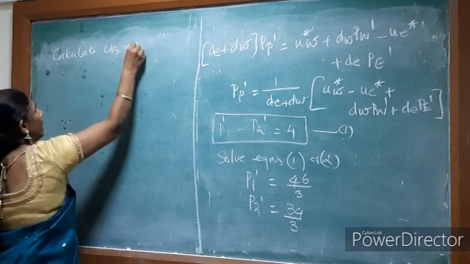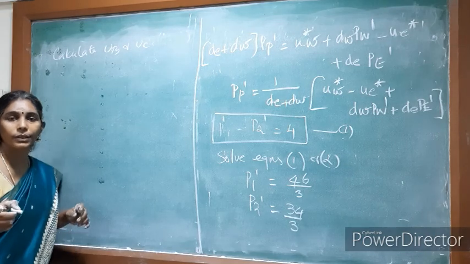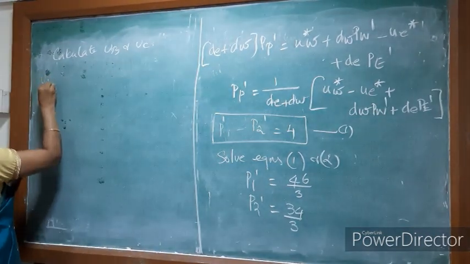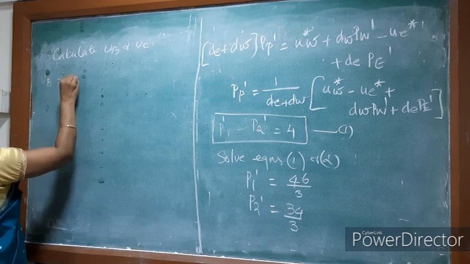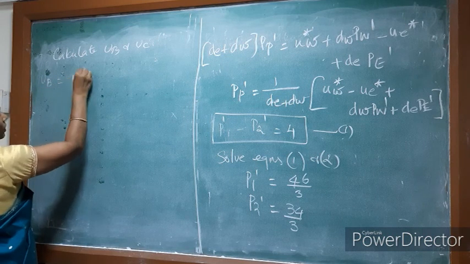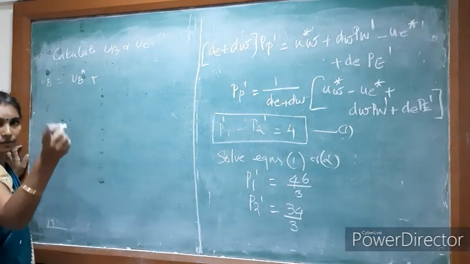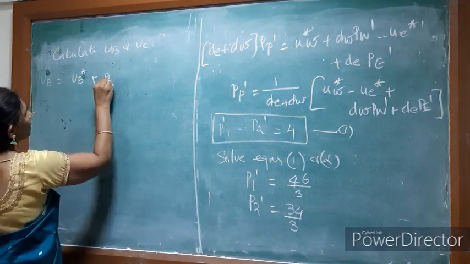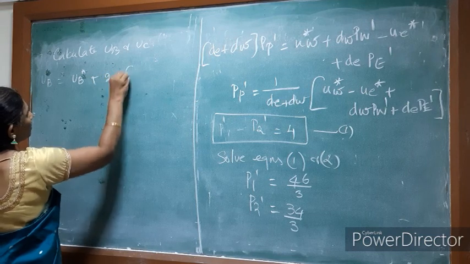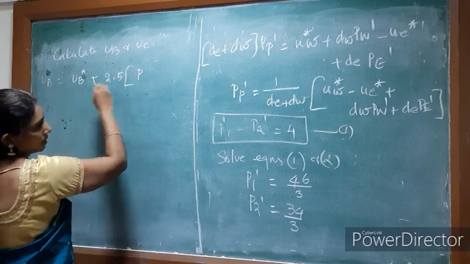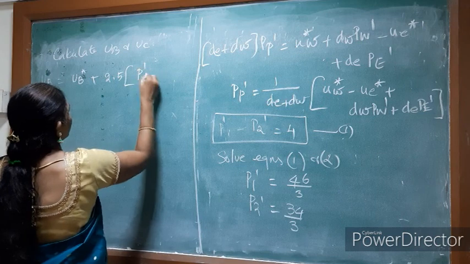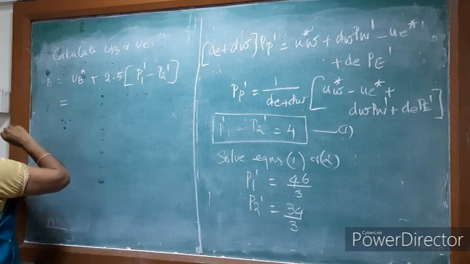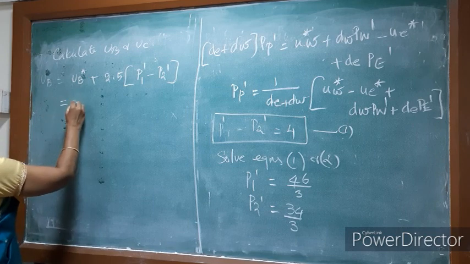UB and UC. To calculate this, we have to use the momentum equation given in our question. So UB will be whatever the guessed value, that is from the guessed value of pressure, whatever we have got, I am writing here, plus 2.5 into P1 dash minus P2 dash, right? So what was this UB?